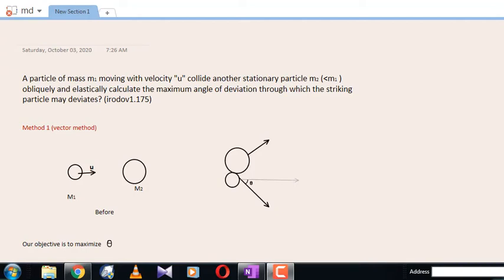So today we are going to discuss a very interesting, famous Irodov question, Irodov 1.175. My main objective in taking this problem is to teach you a new approach to solve this kind of problem. There are many other methods also, but my main focus is to teach you a new tricky method. You could call this method somewhat like a phasor method to solve collision problems.